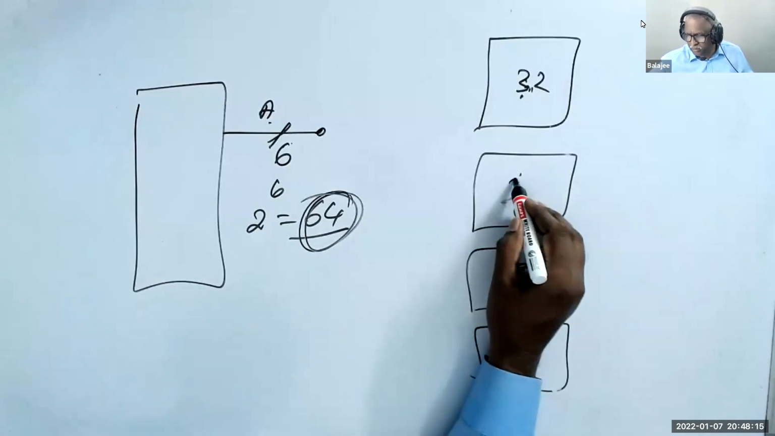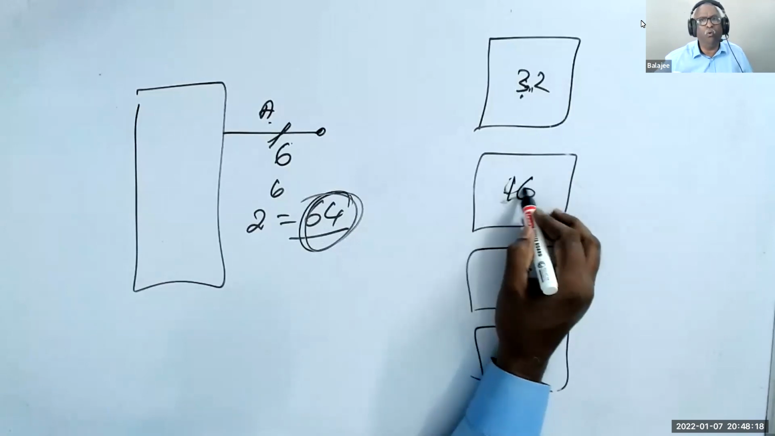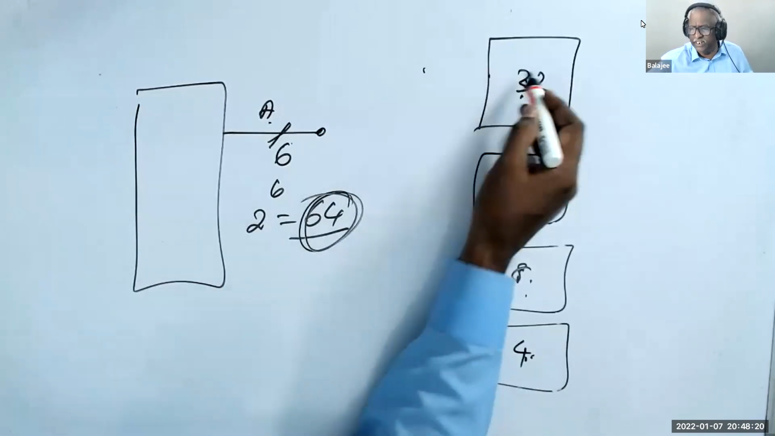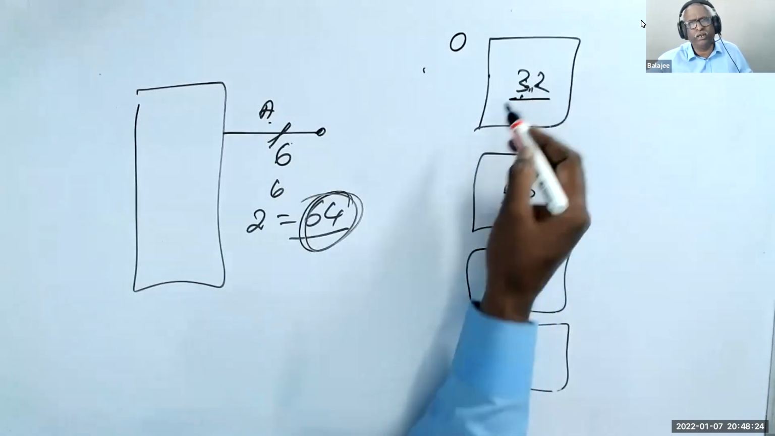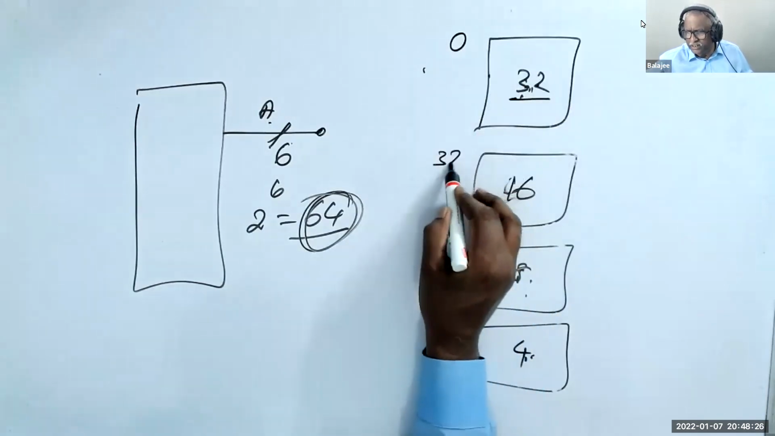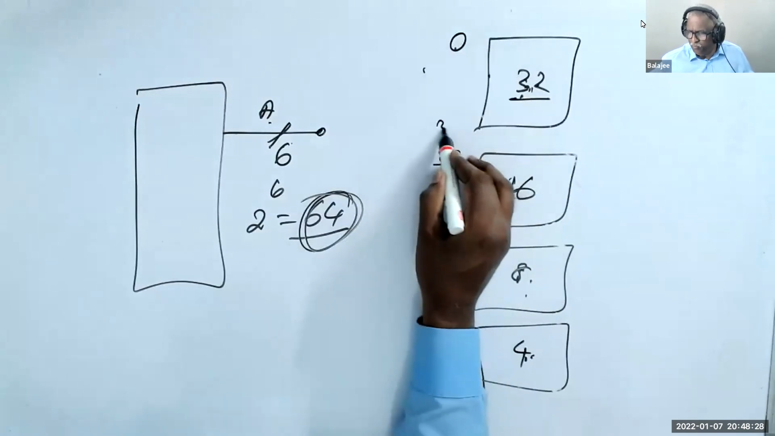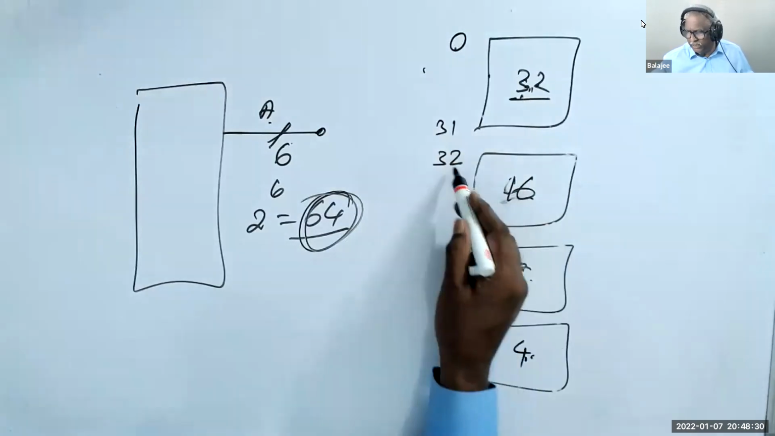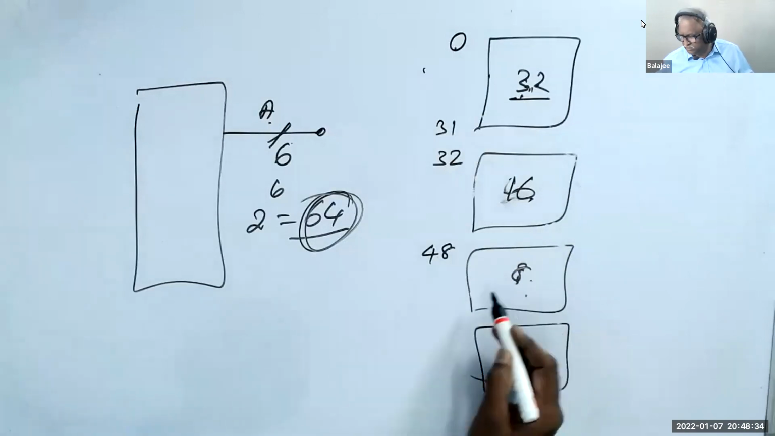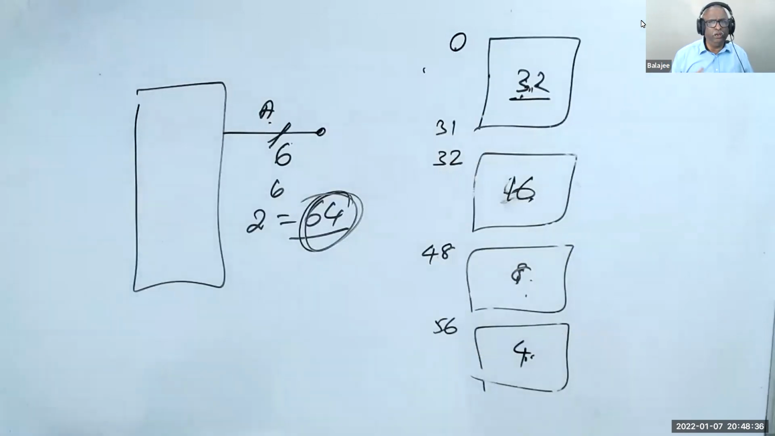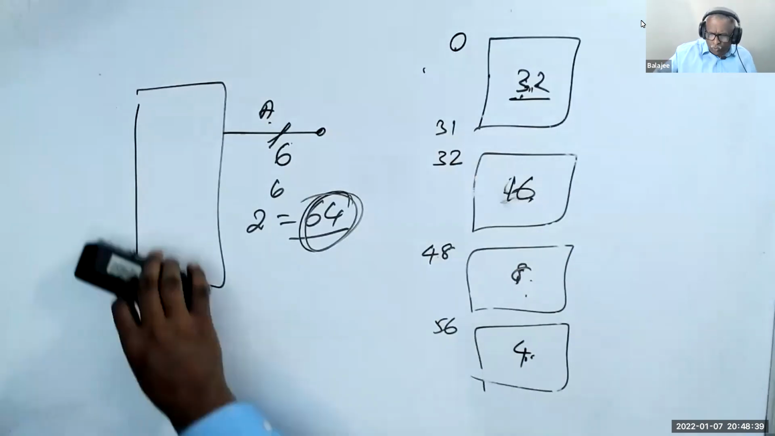Now, what is the starting address of each one? This guy's starting address is 0. So he already captured 32. So the next guy is starting from 32, because we go from 0 to 31. This guy is 16. So how much? 48. 48 plus 8 is 56. That's it. Now, this is the trick.